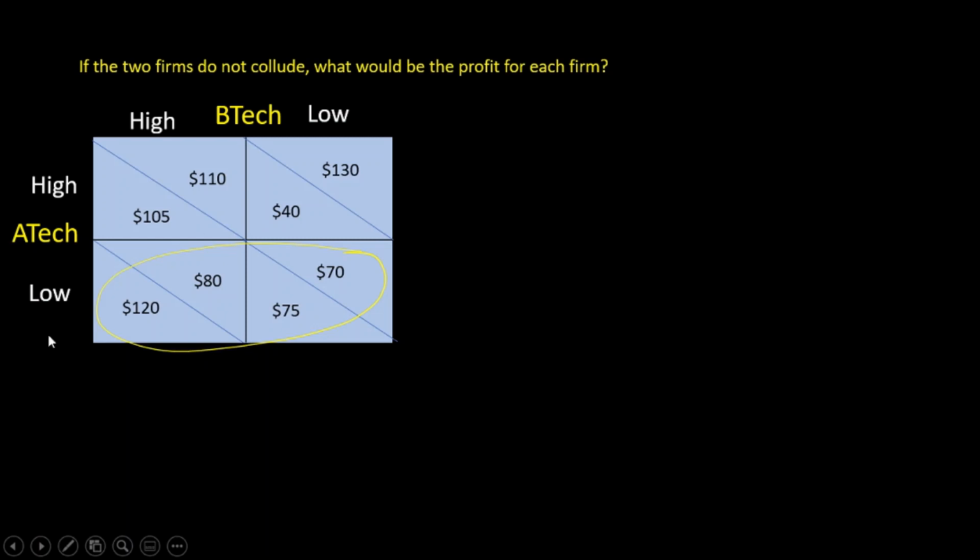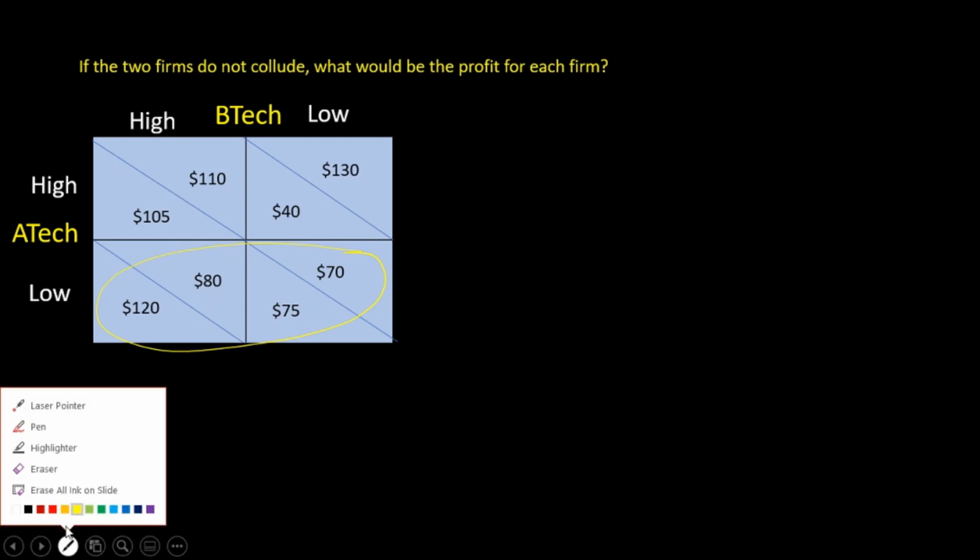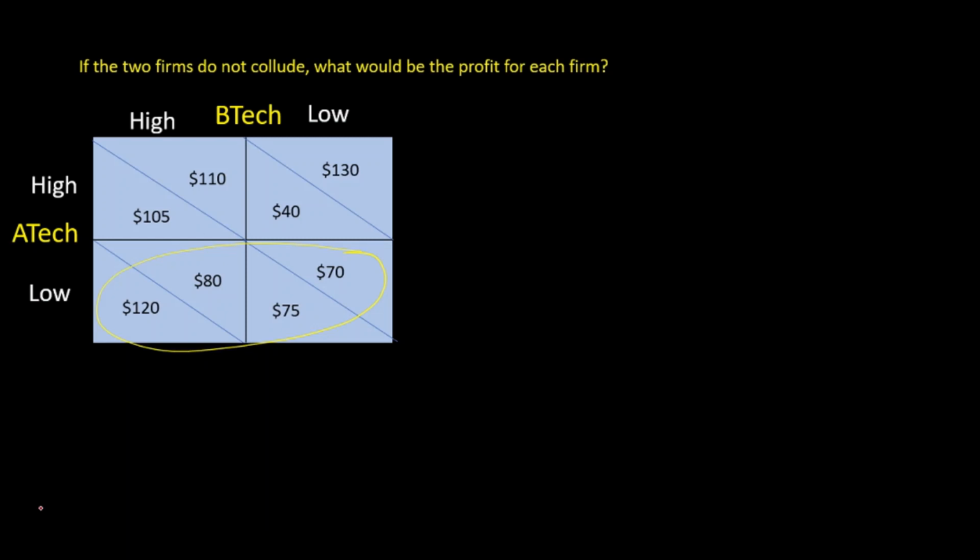Now we know that if A Tech goes low, then B Tech would go high. So if A Tech goes low, B Tech would charge a higher price. So B Tech should be here. So this is B Tech. It charges a higher price. So B Tech should always be here. So the profit for A Tech would be $120.